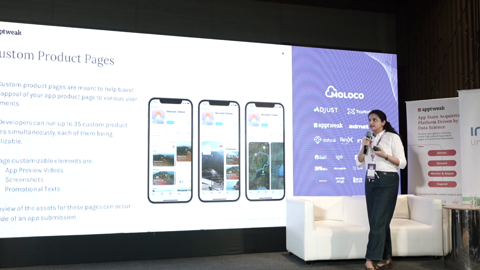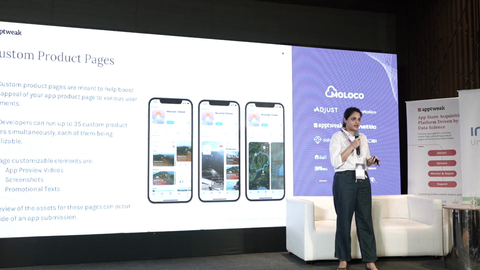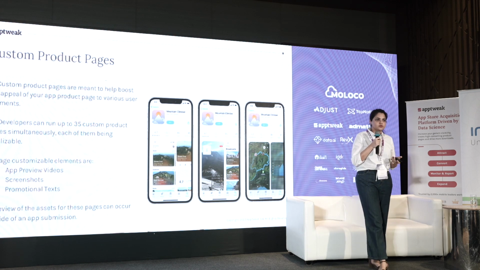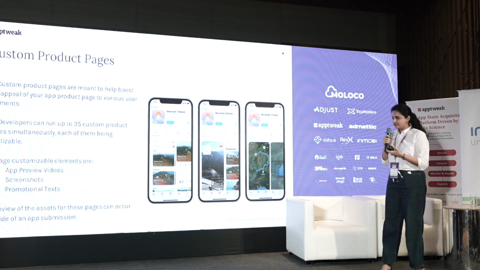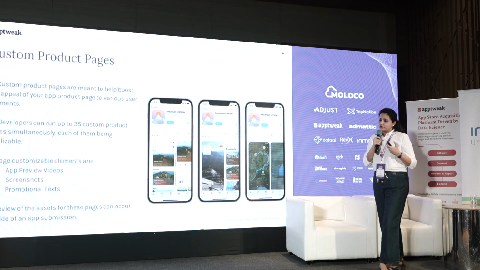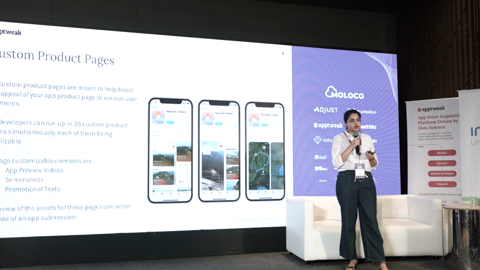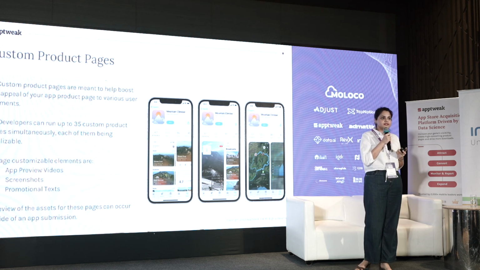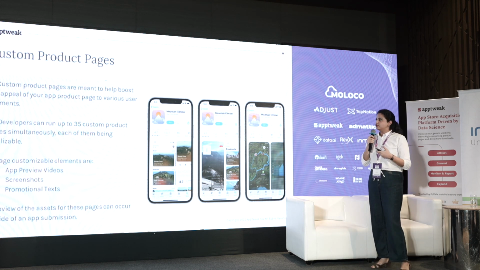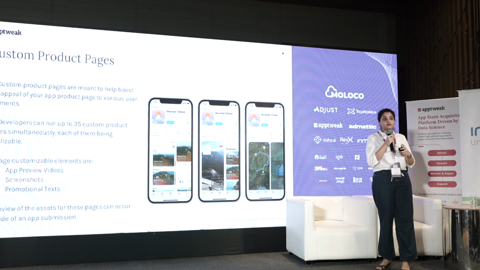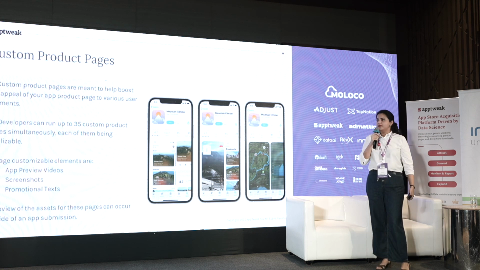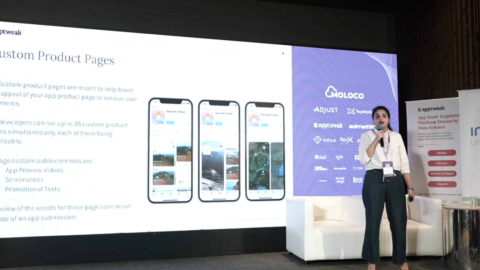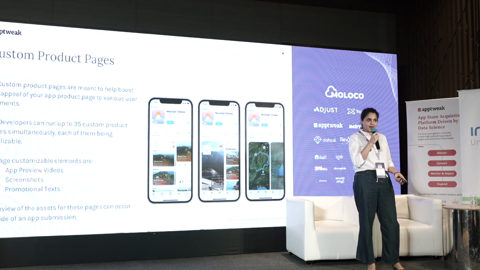These are basically customer engagement strategies. So there are two things: custom product pages and custom store listings. Custom product page is something that's available for Apple and custom store listing is available for Android. Both of them again serve a very similar purpose. The main purpose is to have a different view of your app.